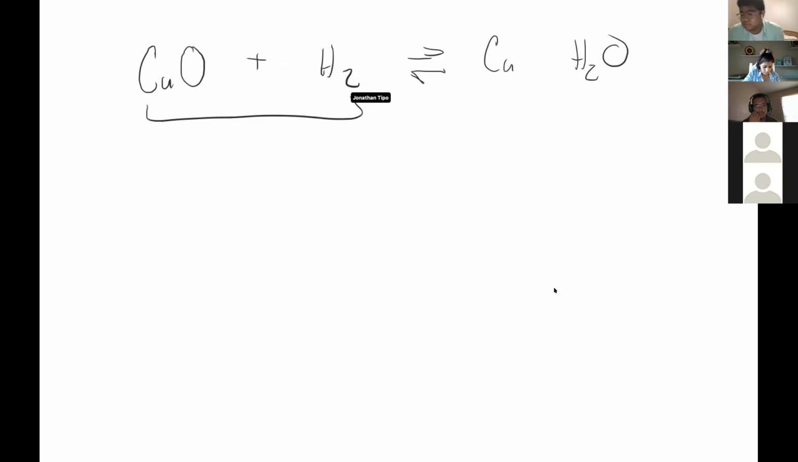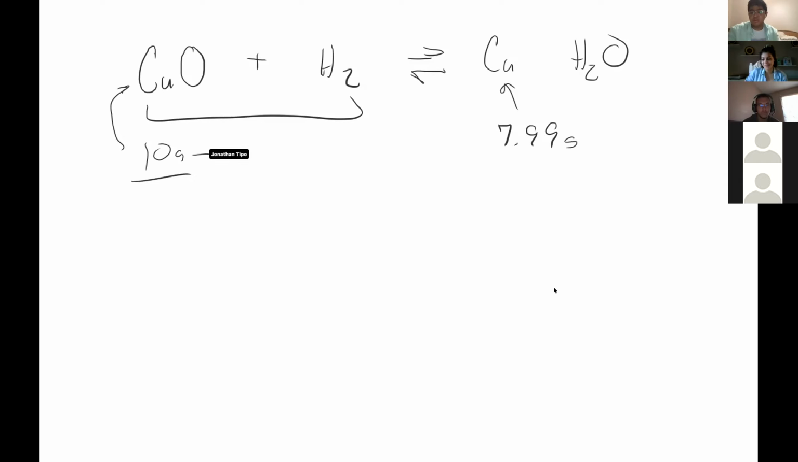Cool, that's a single replacement reaction. We know that we start off with 10 grams of this bad boy, and after the reaction, we get 7.99 grams of that bad boy. Cool, so step number 1, we need something that we can work with. So my tip, probably get moles. So convert grams to moles.